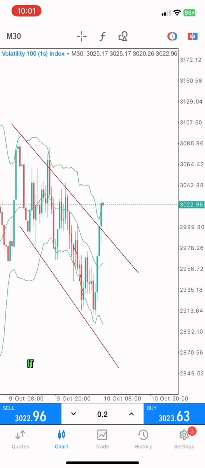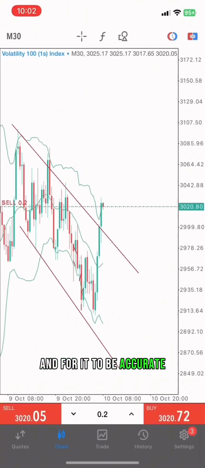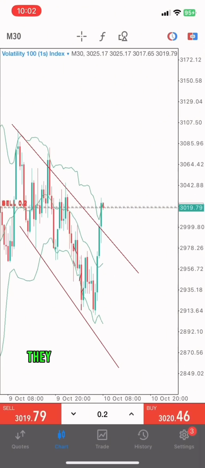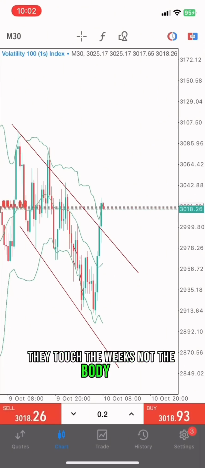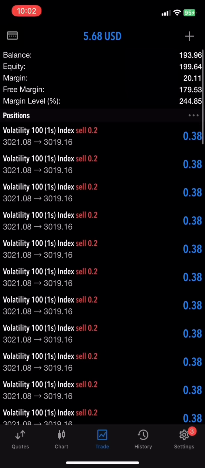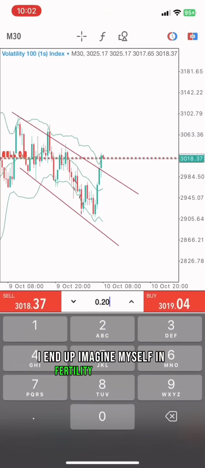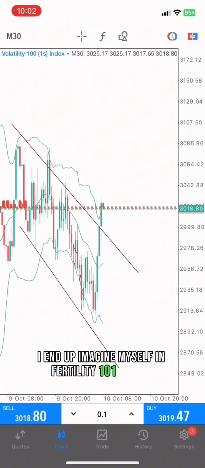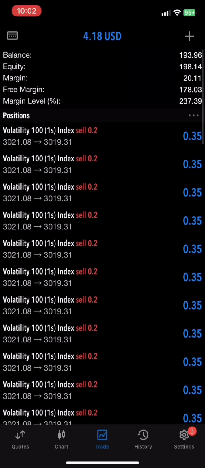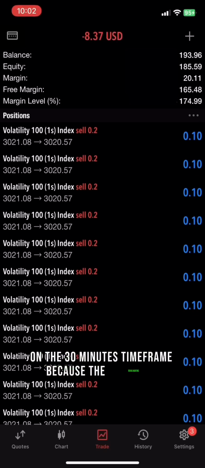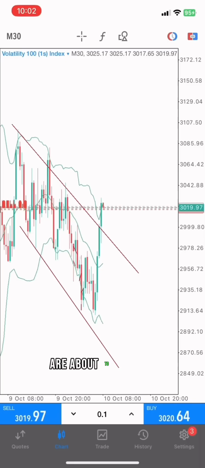On the 1 hour time frame, it means there was a breakout, and for it to be accurate, make sure when you draw the trend lines, they touch the wicks, not the body. So I enter full margin my sell on volatility 100 1S index on the 30 minutes time frame, because the Bollinger Bands are about to go down.